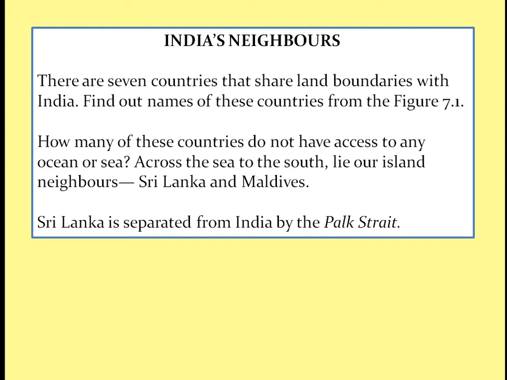Next, India's neighborhood countries. When we talk about this, you have to go to the map, that means figure number 7.1, and find out the names of these countries. So India shares its boundary with 7 other countries. Next, across the sea to the south lie our island neighbors, that is Sri Lanka and Maldives.